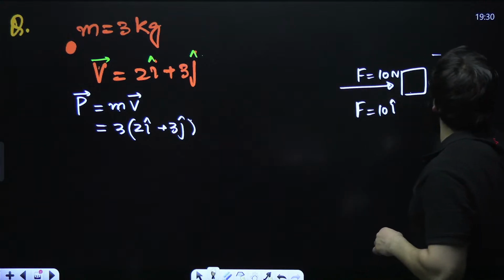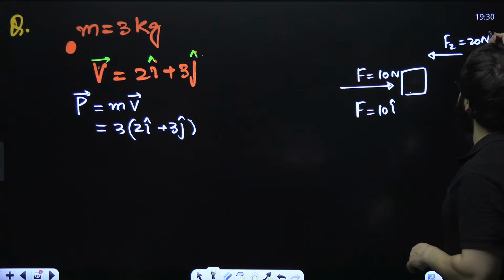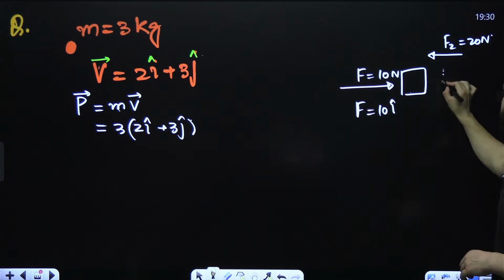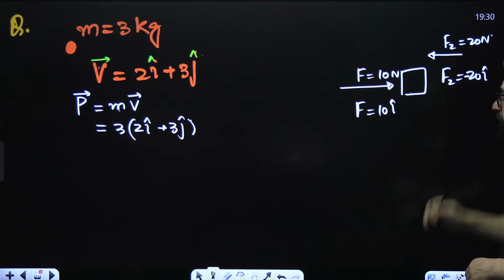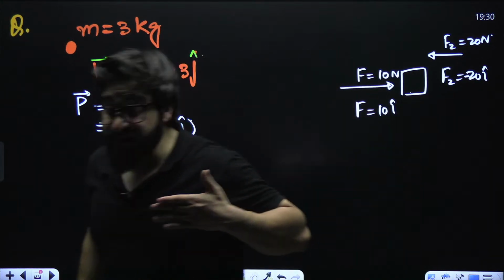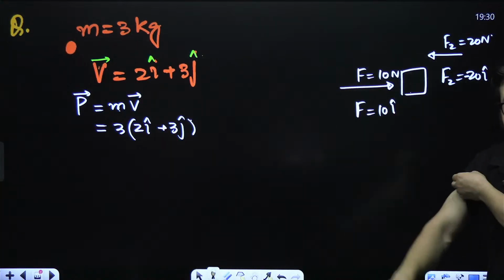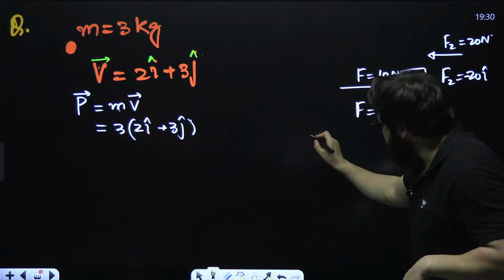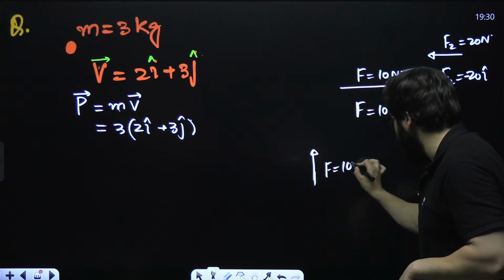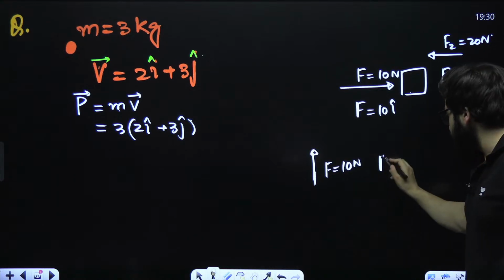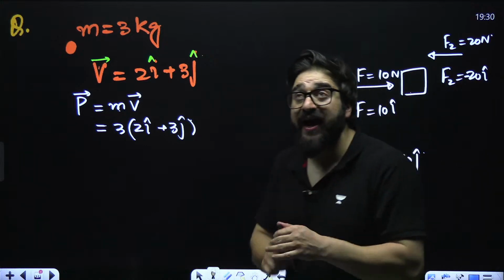If I say this is the force F2 equal to 20 Newton, how do we write it in vector form? I'll write F2 is equal to minus 20 i cap. Minus 20 i cap means in the negative x direction, the backward direction. Now, if there is a force acting in the y direction, F is equal to 10 Newton, we write it as F is equal to 10 j cap. j gives you the direction along y.